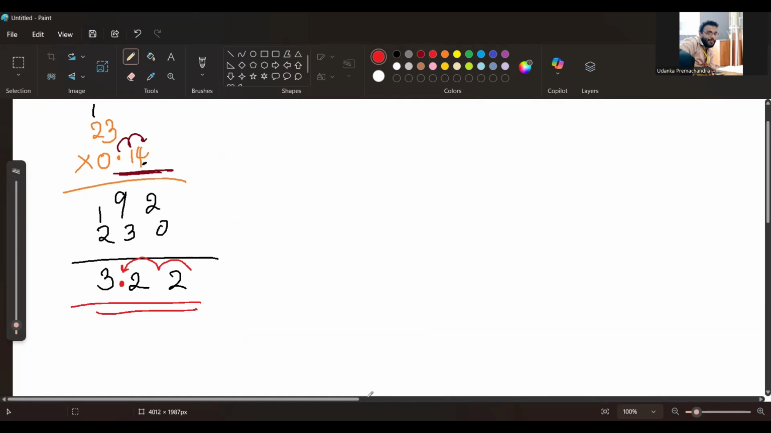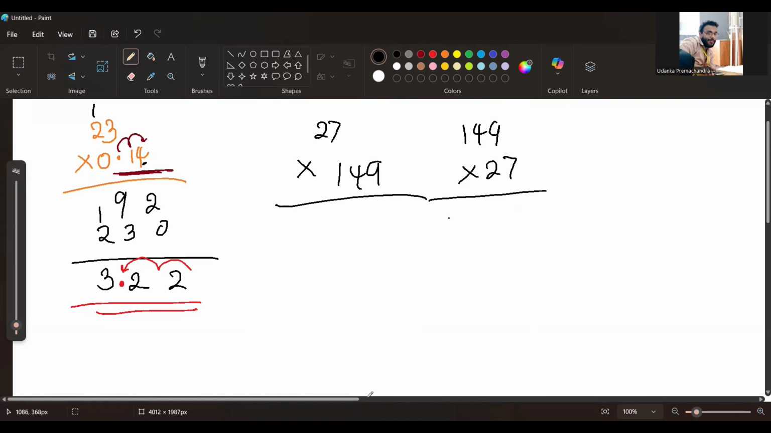If you didn't do the other one, also do 27 into 149. There are no decimal points. You can just multiply. It's easy. 27 into 149. Just multiply it. If you want, you can multiply this one like here, 149 into 27. It's better. Yes. Do it.